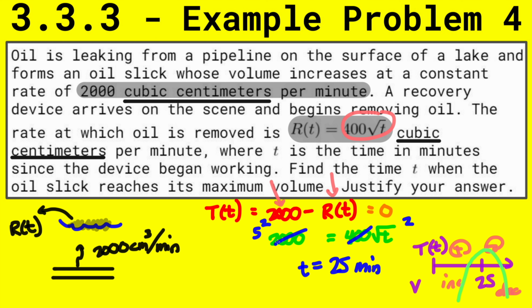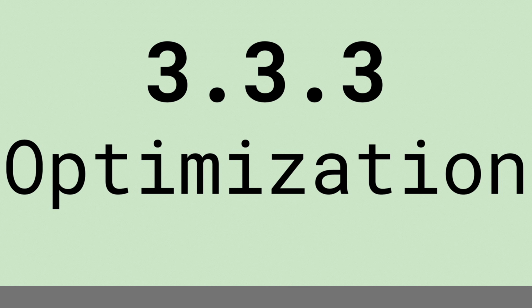So it says find the time t that has the maximum volume, that would be this answer right here. t is equal to 25 minutes. So that's basically a video on optimization with some example problems. Hopefully that helps make the concept make a little bit more sense. If you have any questions on anything in this video, let me know.